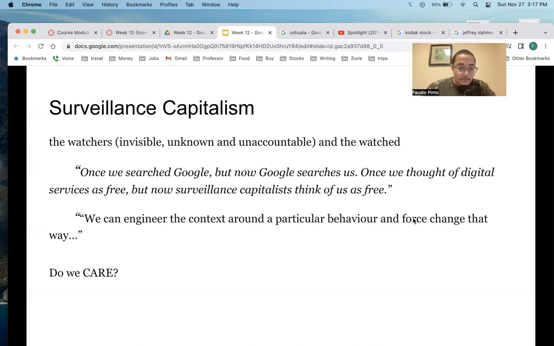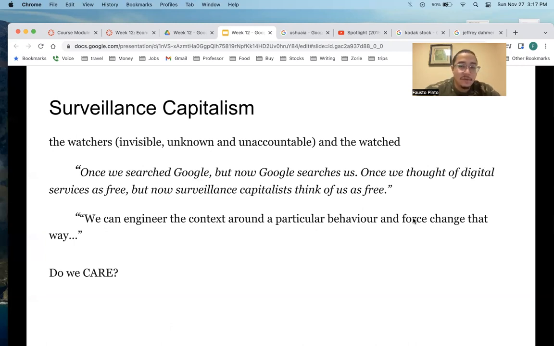There are algorithms that work to sell our data and buy us things and make money off of that. So the person who coined the term surveillance capitalism, I'm blanking on her name right now, famously says these two quotes: once we searched Google, but now Google searches us. Digital services are free, but surveillance capitalists think of us as free data. Before the internet, it was so hard to get data. You had to do surveys, you had to go out and do things.